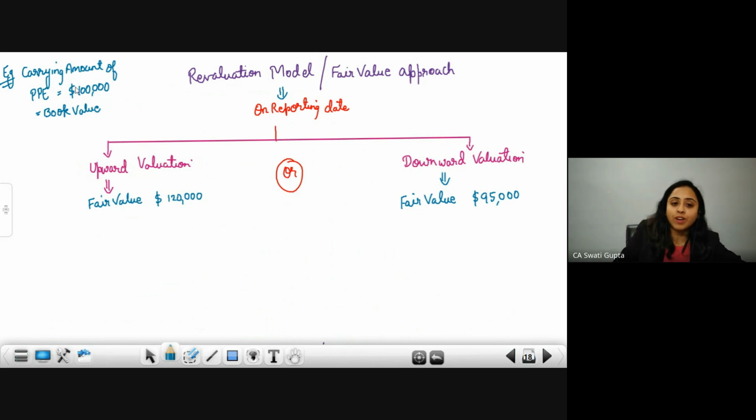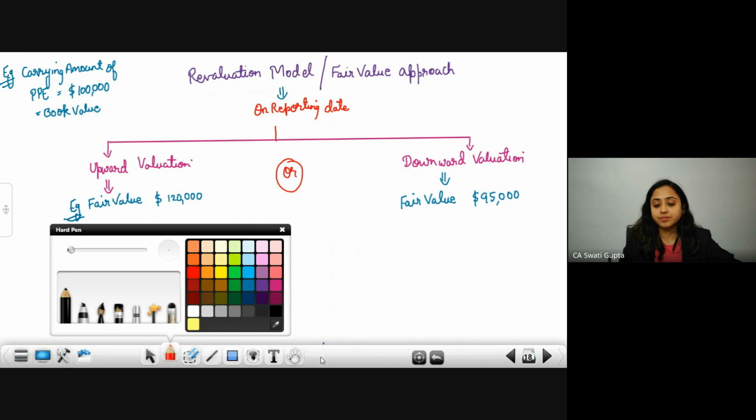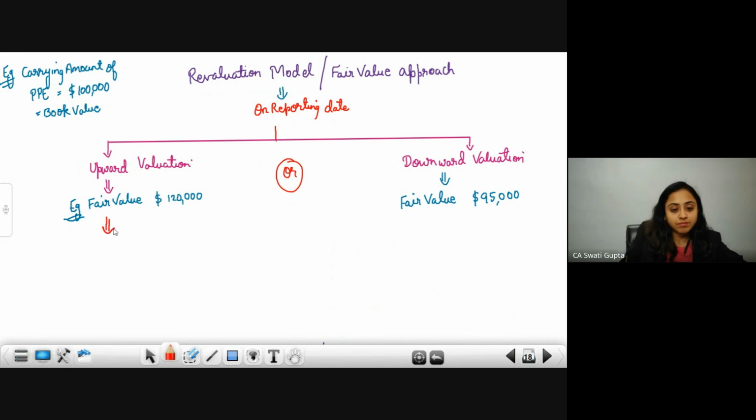For example, your book value is 1 lakh, and when you went for your upward valuation, it said that your fair value is 1,20,000. The fair value is 1,20,000. So we say, record gain of $20,000 in OCI.